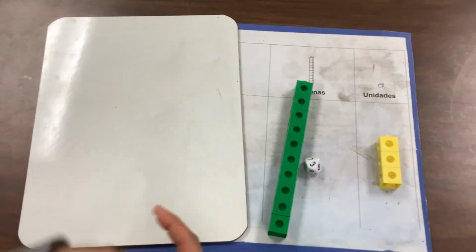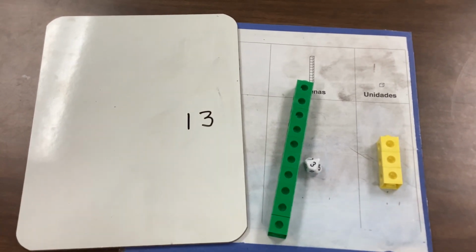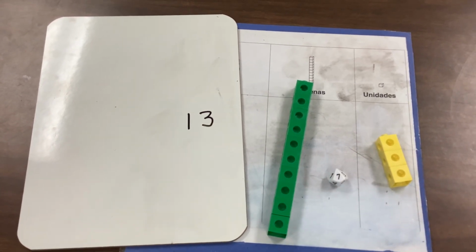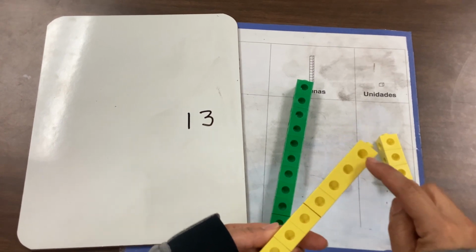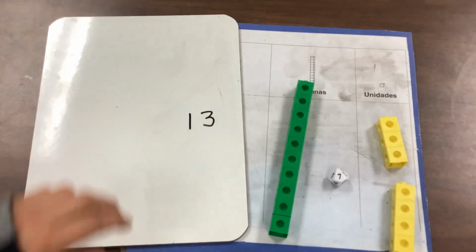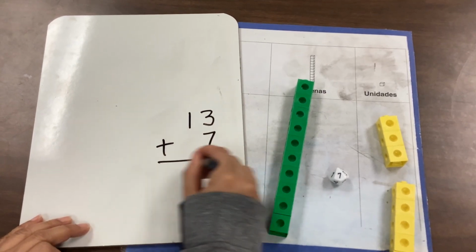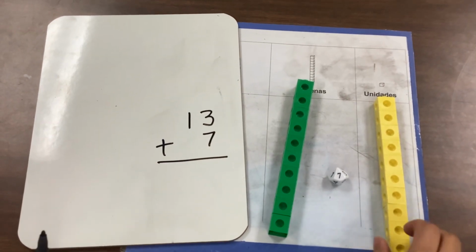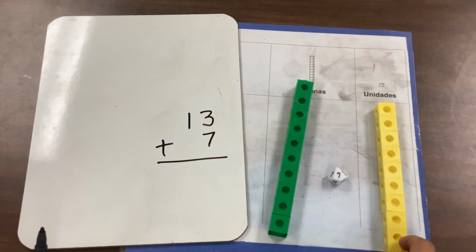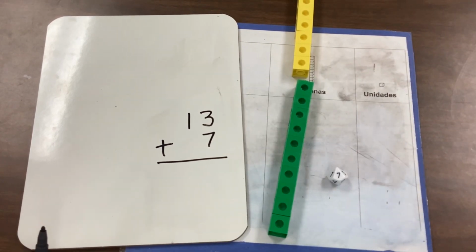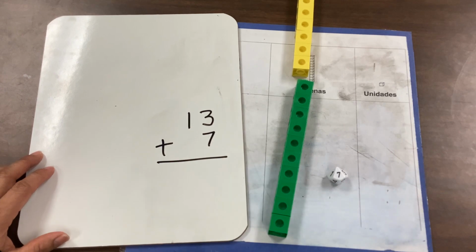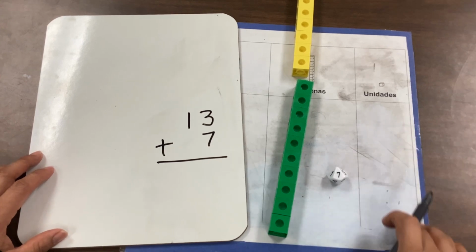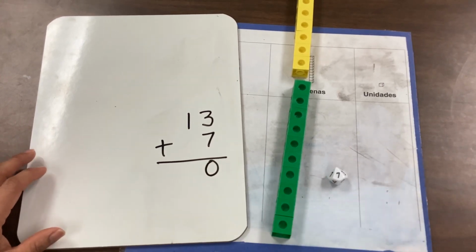Now that I have 13, I start with 13. I roll my dice again, and now I have 7 more. 1, 2, 3, 4, 5, 6, 7. I have 3. I'm going to add 7 more, and then if I put them together, it happens to make another 10. So this 10 doesn't fit in the ones place. This has to come to the tens place, right? So 7 plus 3 equals 10. I move my 10 to the tens place, and I have 0 ones left in the ones place.